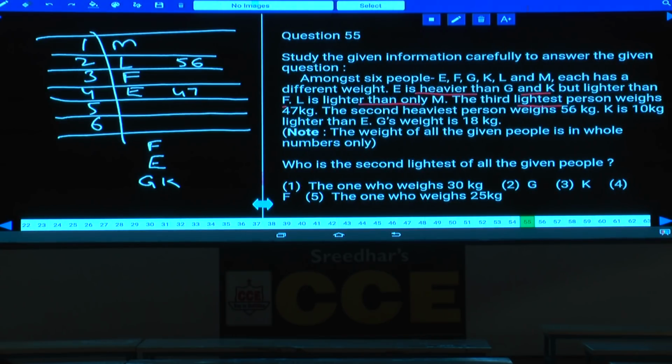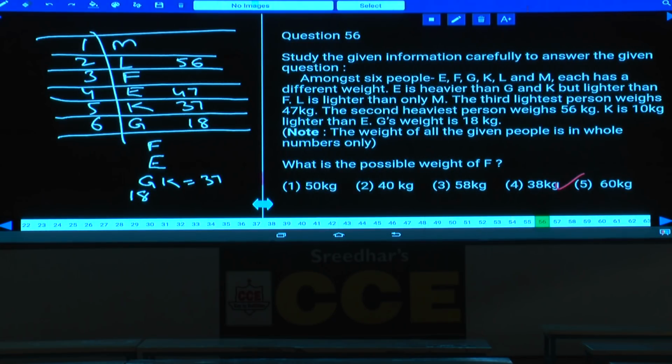Now between K and G, K is 37 and G is 18, hence G must be at the last. This is 18 and K is 37, must be at this place. Done with this? Then who is the second lightest of all the given people? K. K is the second lightest and it is given in choice 3.